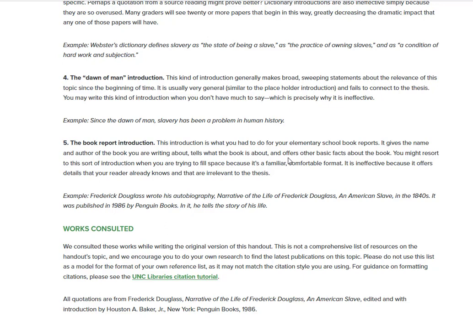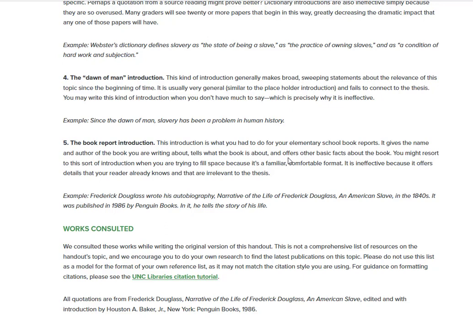The book report introduction. This introduction is what you had to do for your elementary school book reports. It gives the name and author of the book you are writing about, tells what the book is about, and offers other basic facts about the book. You might resort to this sort of introduction when you are trying to fill space, because it's a familiar, comfortable format, but it is ineffective.